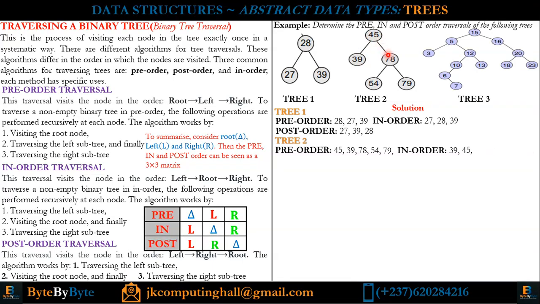When I come now to the right of this root, you realize that it is another binary tree. And for this, I repeat the same step again, whereby this is the root. I start with the left, which is 54. Then I take the root, which is 78. And finally, the right, which is 79.